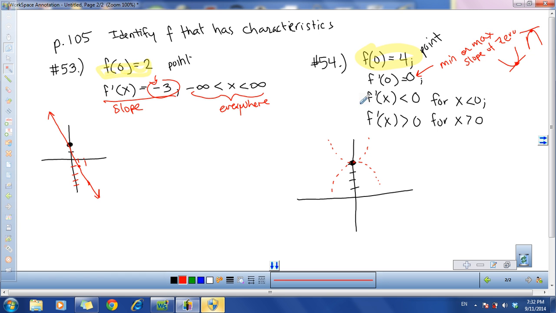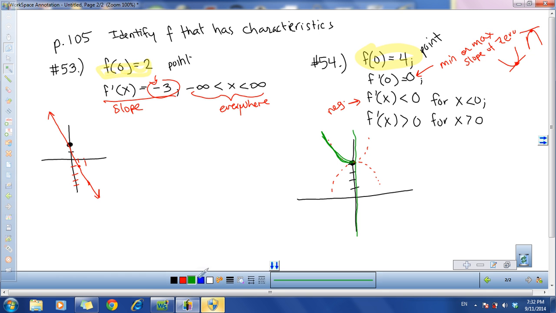And this is telling me that I have a negative slope for all of my units from my domain where x is less than 0. So here's 0. When x is less than 0, it's that direction. That means I have a negative slope. Which of these two has a negative slope? If you said the top one, you're right. So this piece right here has a negative slope.